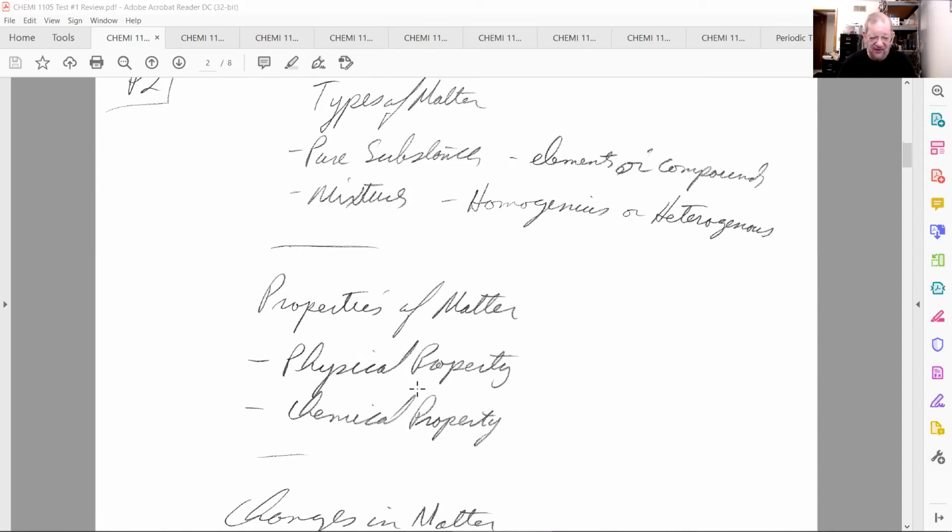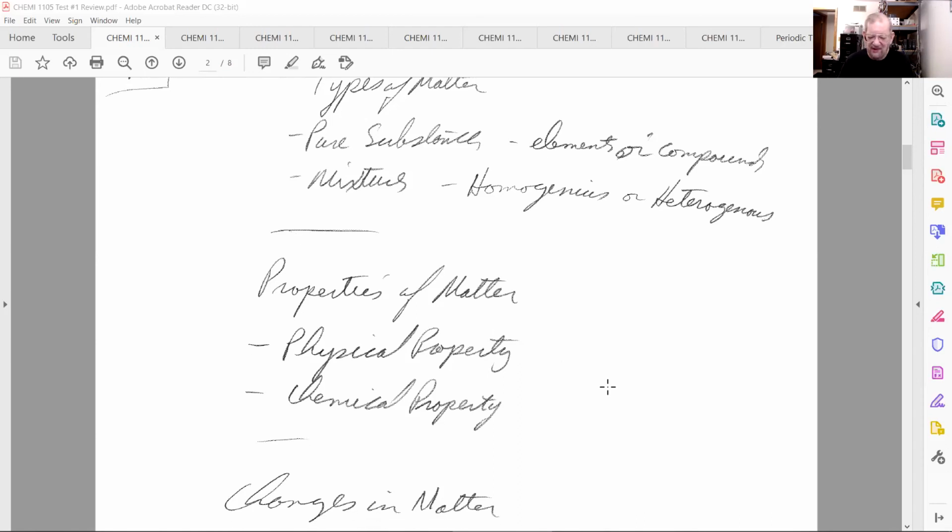Properties of matter. And there's physical and chemical properties. Physical property is something that tells you how something looks. It's physical property, like what color is it, what melting point, what freezing point. A chemical property tells you the ability to change, such as gasoline is flammable, chemical property. Iron will rust, chemical property.